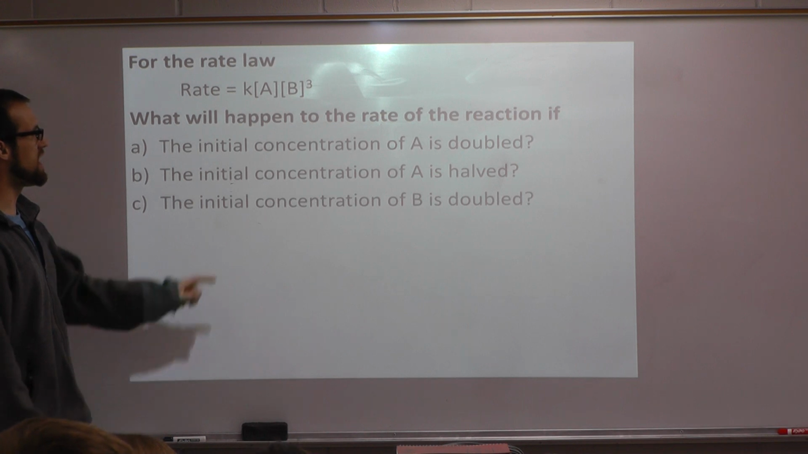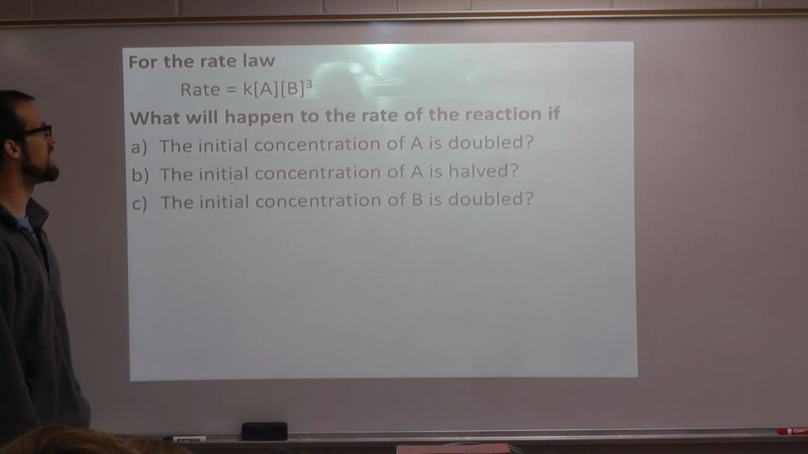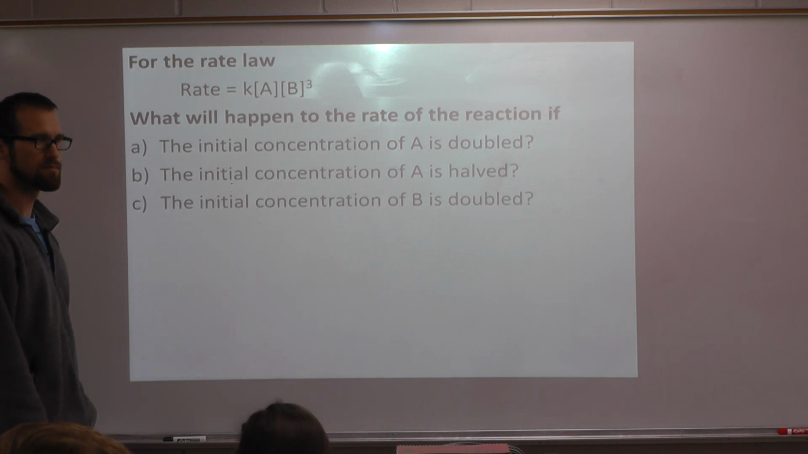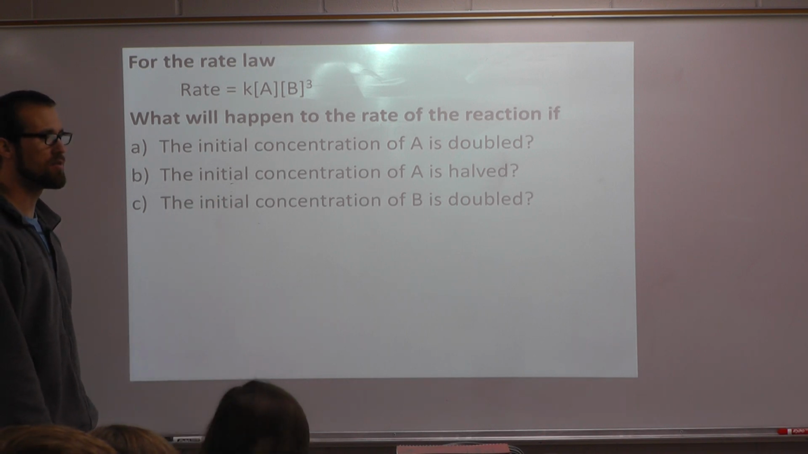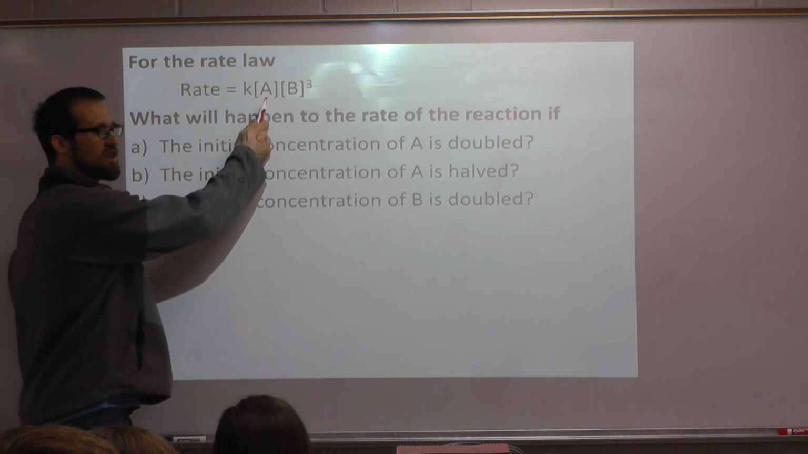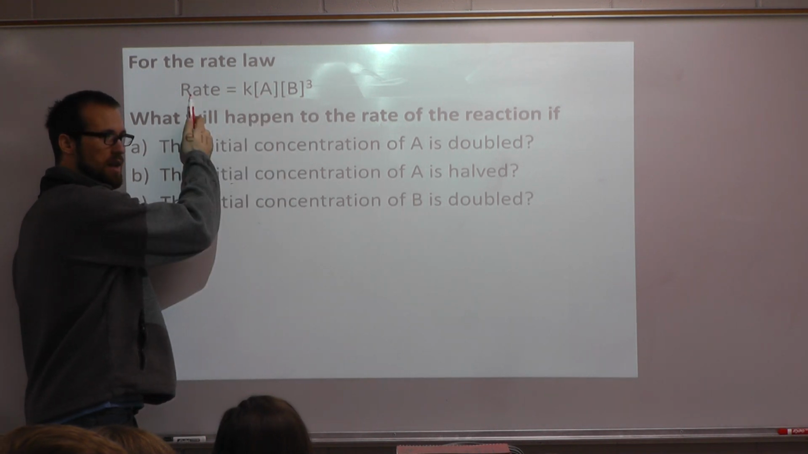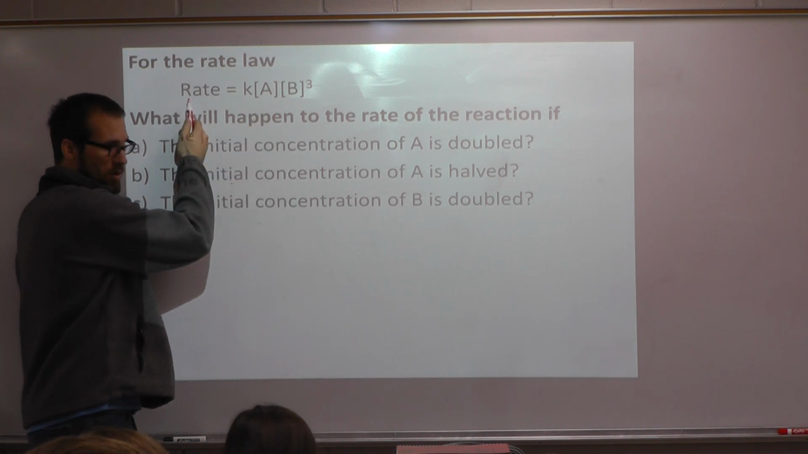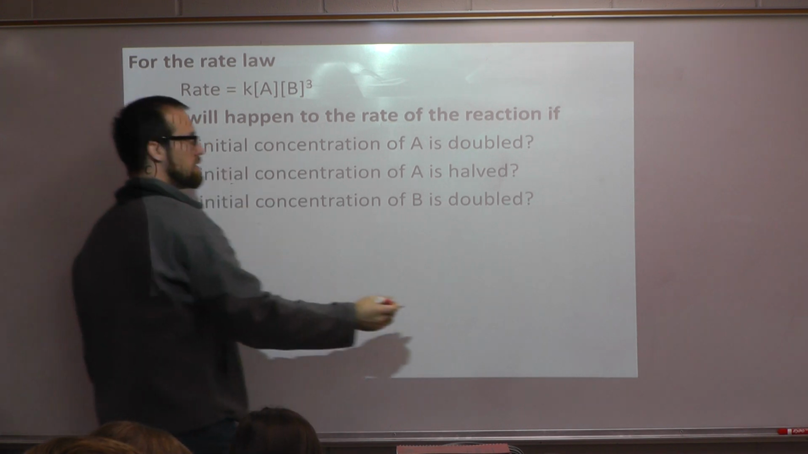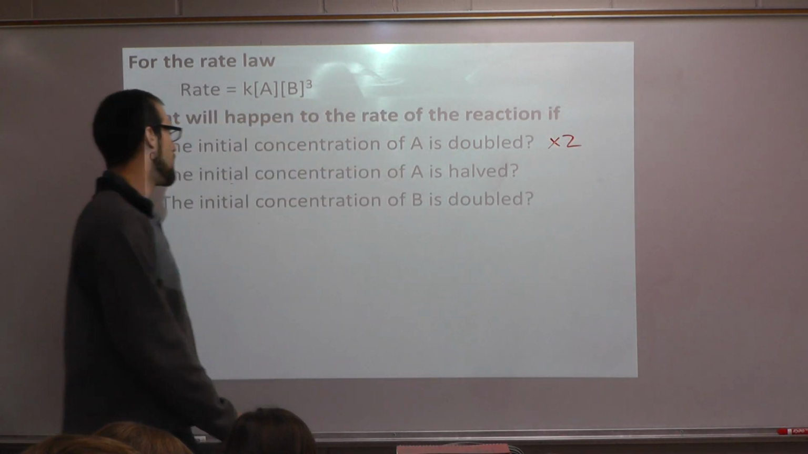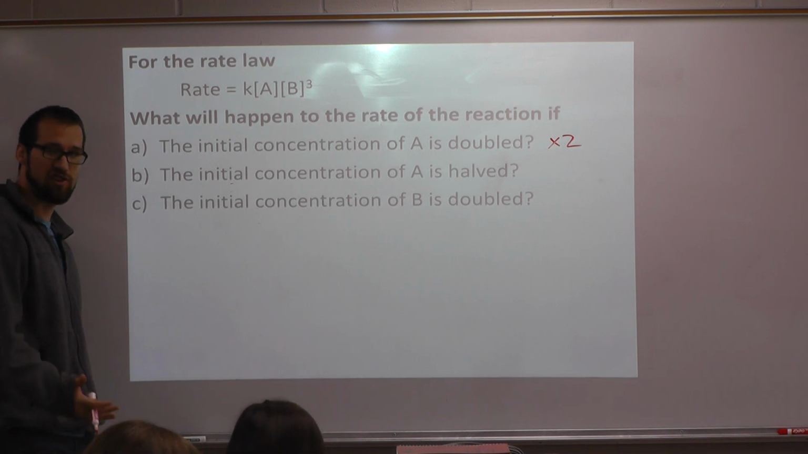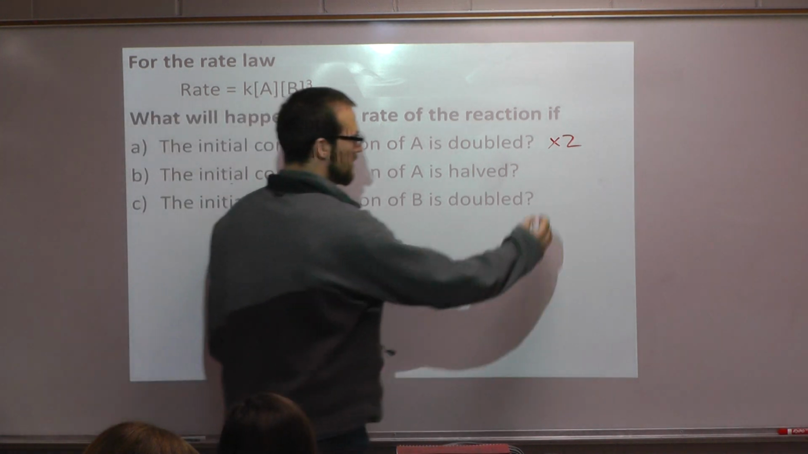If you double the concentration of A, how will the rate be affected? The order of A is 1, so it's directly affected. If I double A, the rate will double. If I quadruple A, the rate will quadruple. If I increase A by a factor of 10, the rate will go up by a factor of 10. What if I cut A in half? If it's first order, the rate will be half.